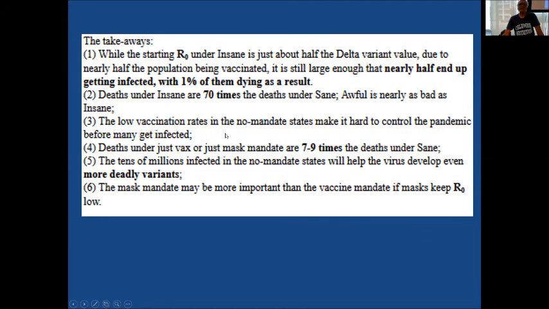And the low vaccination rates in the no mandate state make it hard to control the pandemic before many get infected. I mean, that's the key challenge in those states, to get more people vaccinated. And with just a single mandate, you still end up with like 7 to 9 times the deaths under a policy that's much more strict.